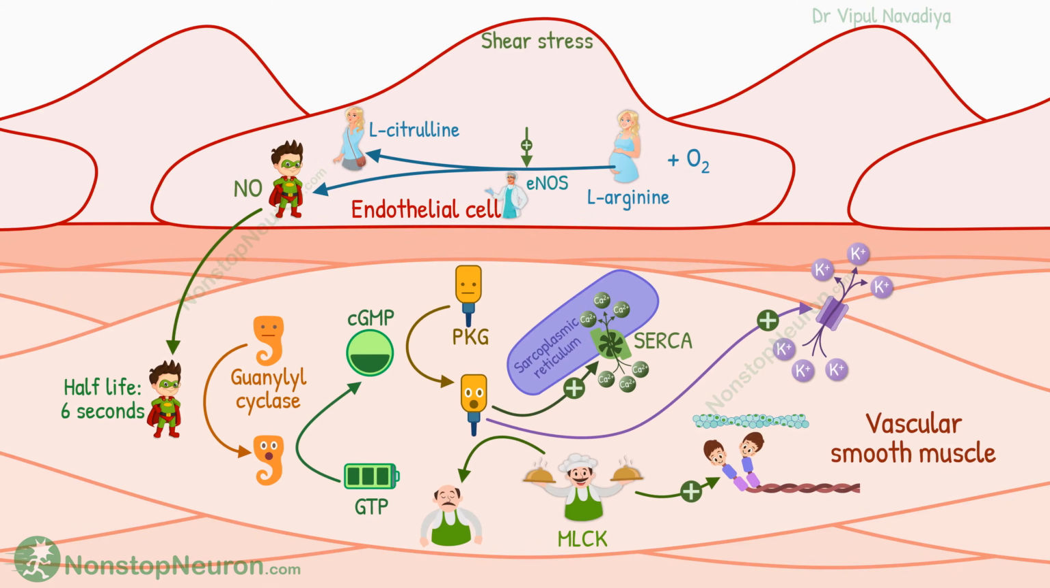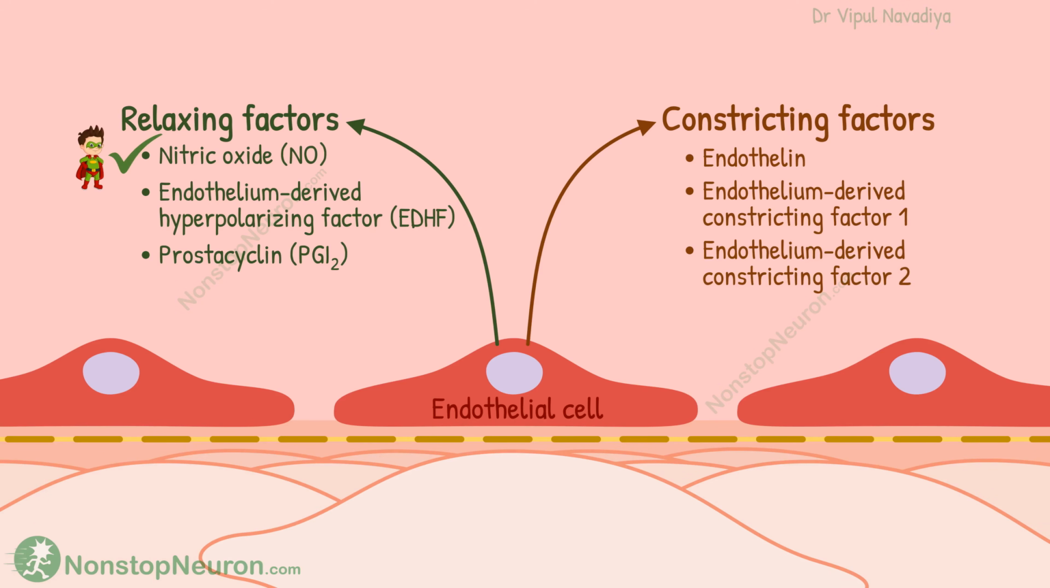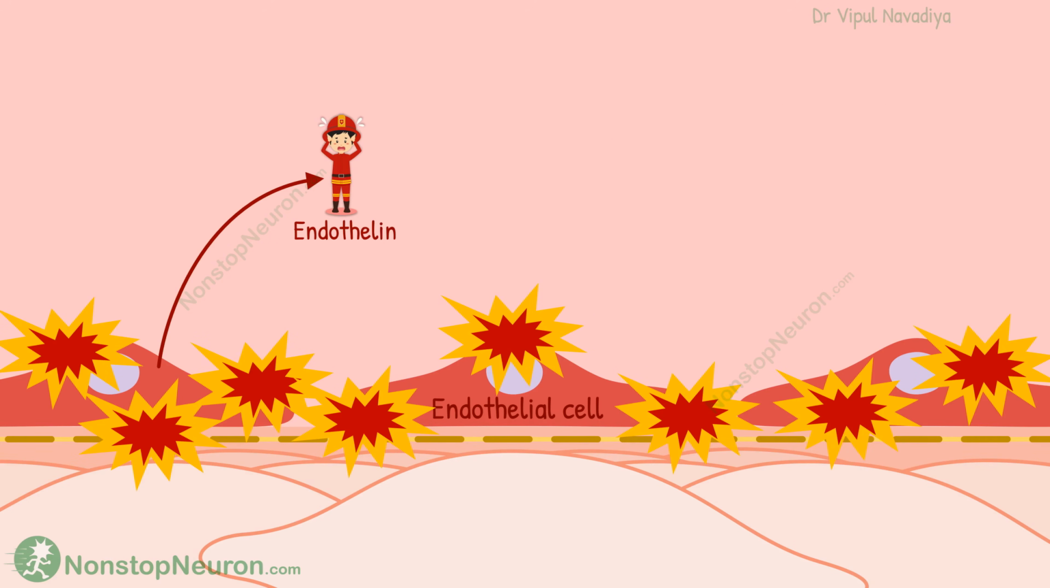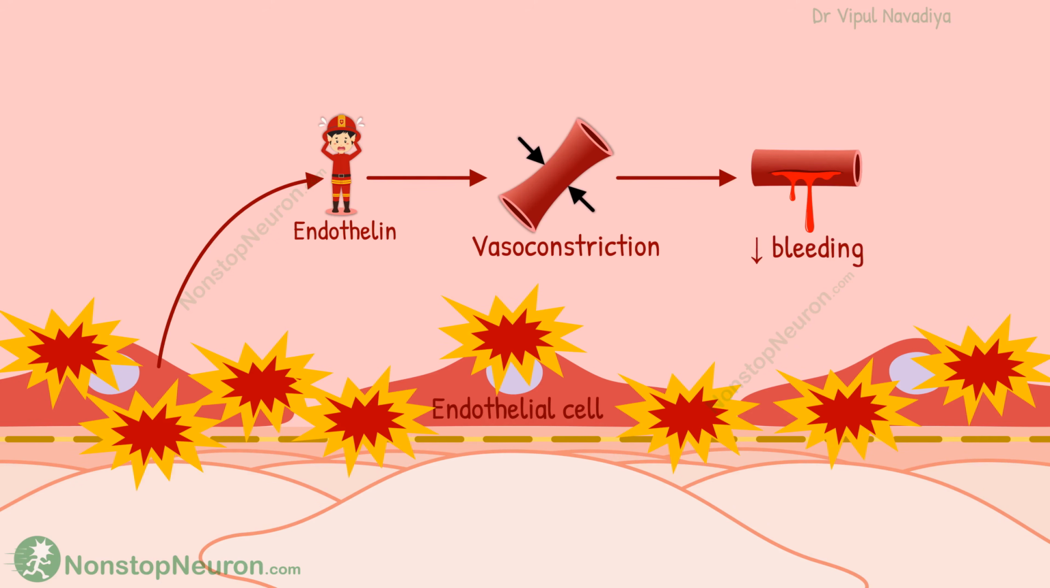Apart from shear stress, the synthesis of nitric oxide is also controlled by other factors, like acetylcholine, angiotensin II, bradykinin, etc. So that was nitric oxide, the most important dilator. Now let's talk about the most important constrictor secreted by the endothelium, endothelin. Don't worry, this one is very short. The endothelin is secreted when there is damage to the endothelial cells. It causes vasoconstriction, which prevents excessive bleeding from the injury. Thus, it plays a role in hemostasis.